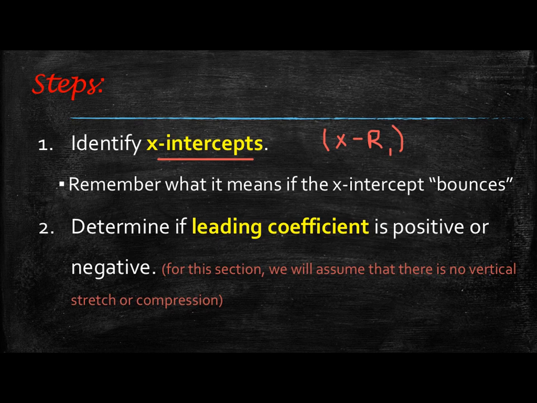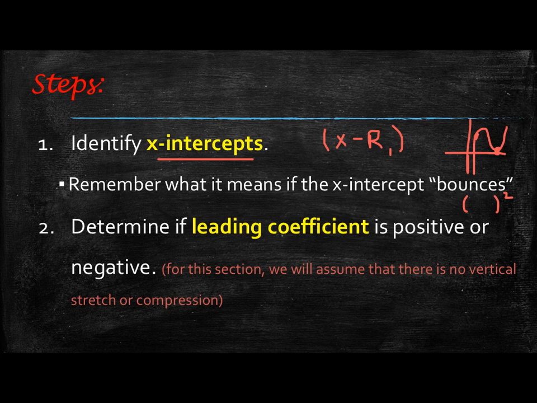Okay, remember what it means if the x-intercept bounces. If the x-intercept bounces, that's where you have a polynomial that maybe comes up and comes down and bounces off the x-axis. When it bounces off the x-axis, so that doesn't look like it's on the x-axis, but let's pretend like it does actually touch it, that factor is going to have a power of 2.